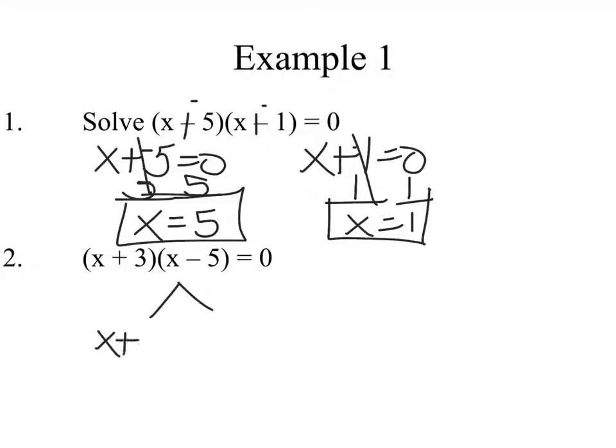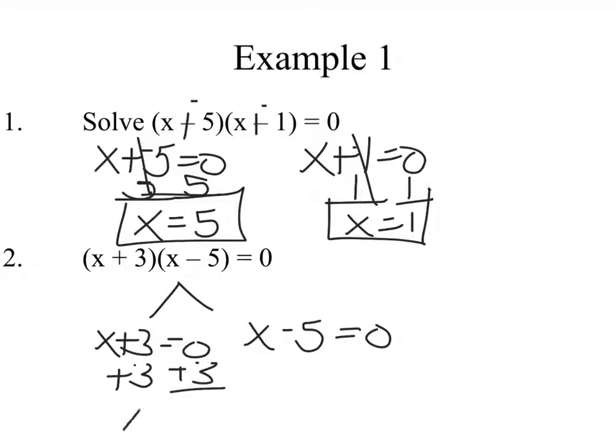Down here we have x plus 3 equaling 0 and x minus 5 equaling 0. Add negative 3 to each side. So x equals negative 3. Add 5. X equals 5.